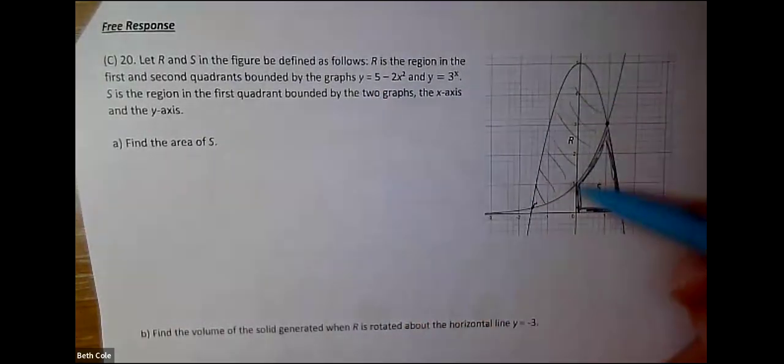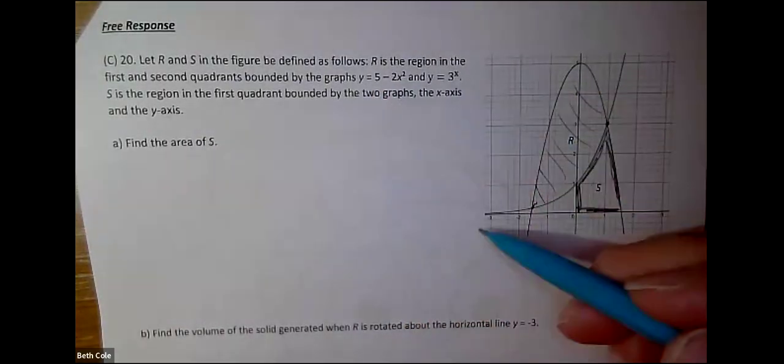So R is all of that. S is just this part. We're given 5 minus 2x squared, that's the upside down parabola. 3 to the x is the swoopy thing. Here we go. Find the area of S.